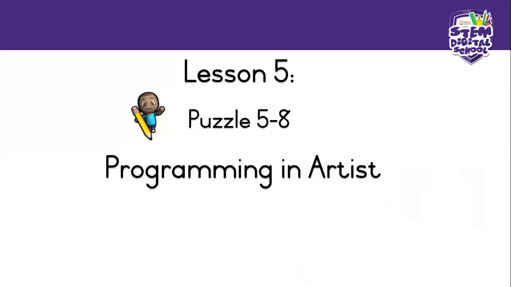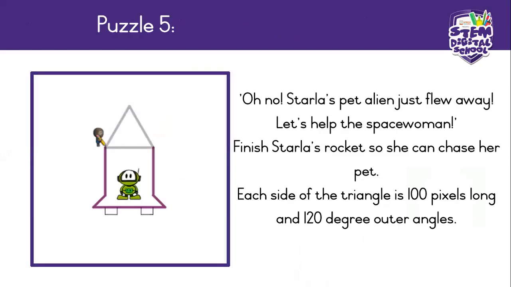Okay, today we're busy with lesson 5, and we'll be doing lesson puzzle 5 to 8. It is programming in Artist. Now, yesterday we had a lot of fun drawing. Today we're going to continue with that. I think yesterday we only did lines with 100 pixels and only 90 degrees. So today we're going to play around with some more degrees and we will make longer lines, 200 pixels maybe.